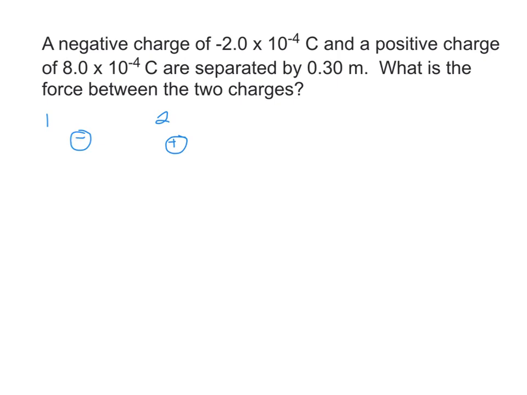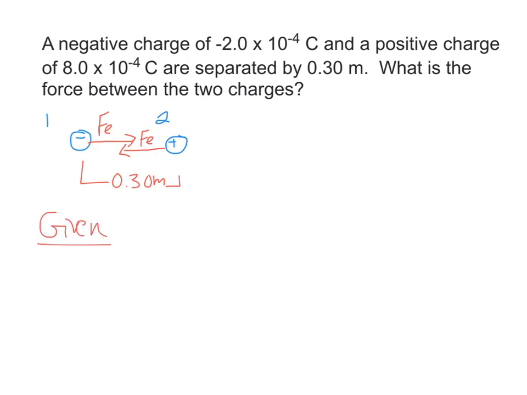Because these are opposite charges, they're going to attract. So that means the positive charge is going to pull the negative charge towards it, and the negative charge is going to pull the positive charge towards it. So this is the electric force. And they're separated by 0.30 meters.